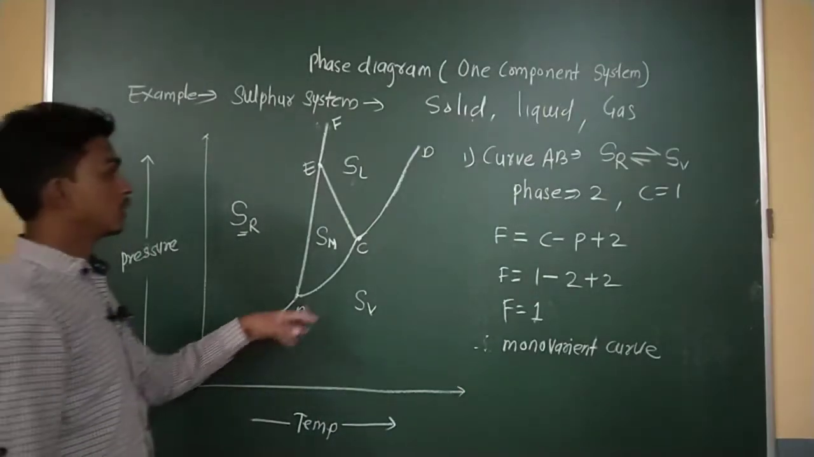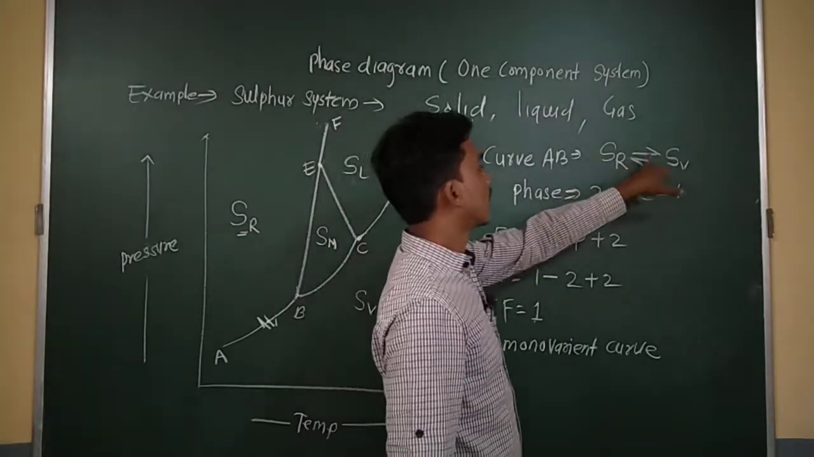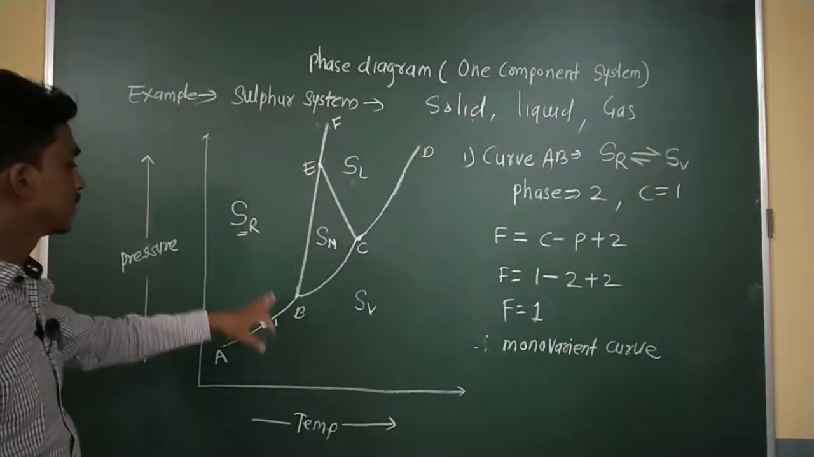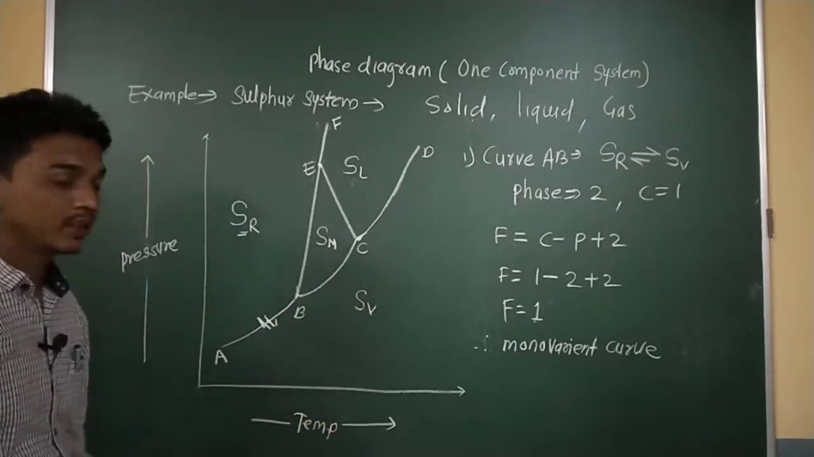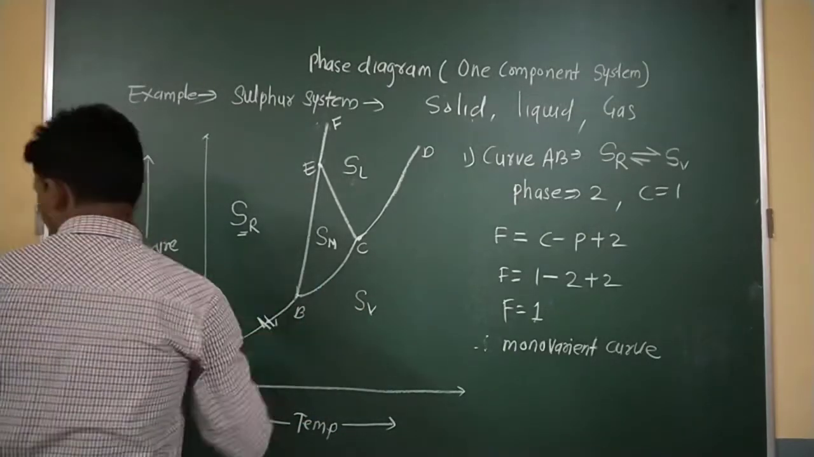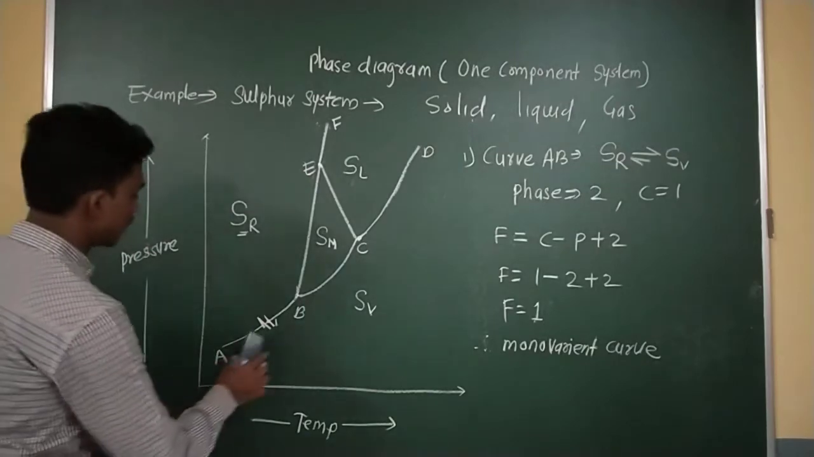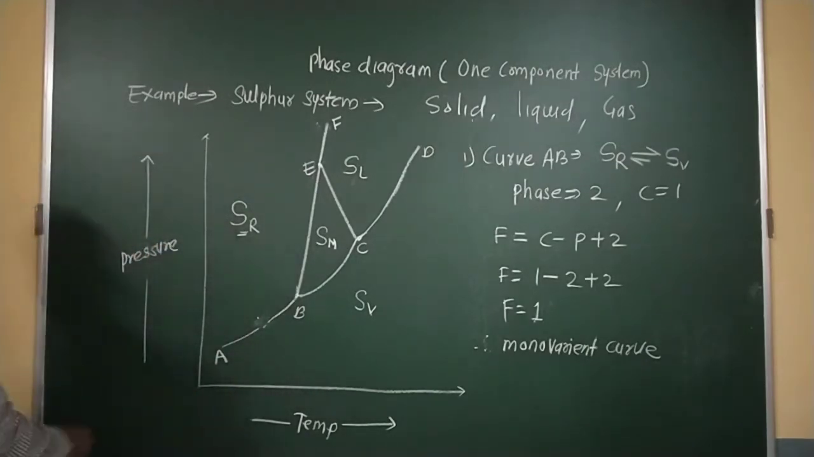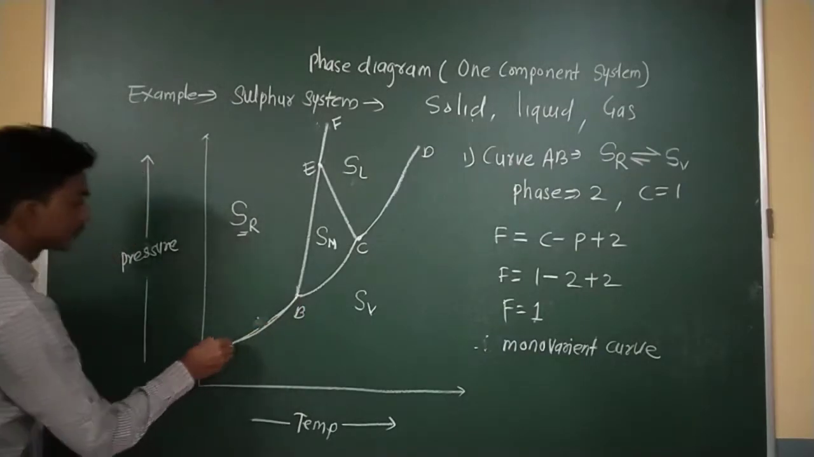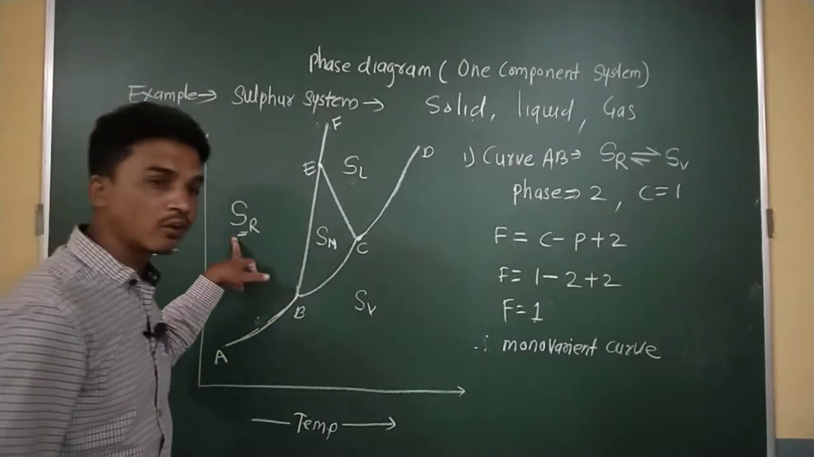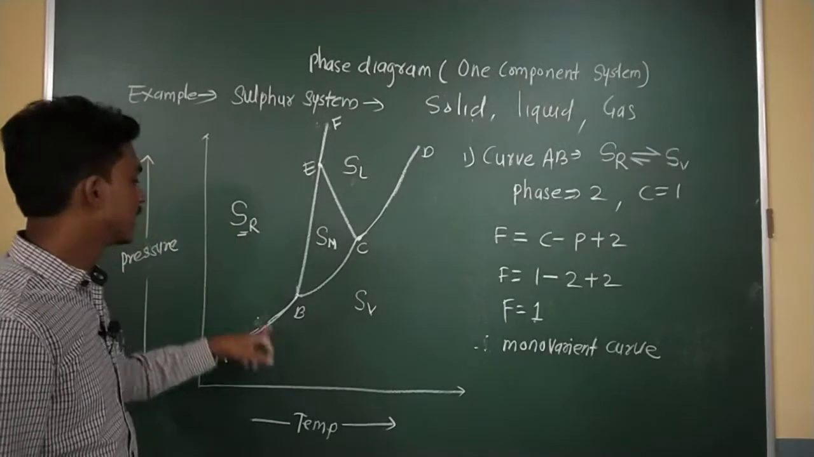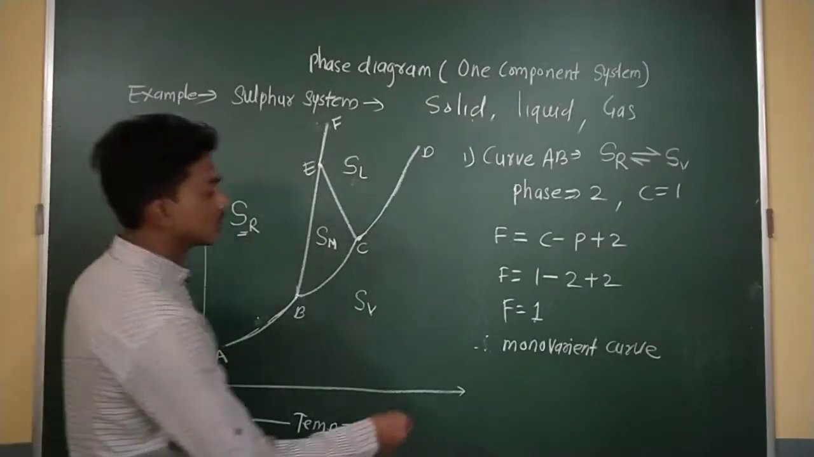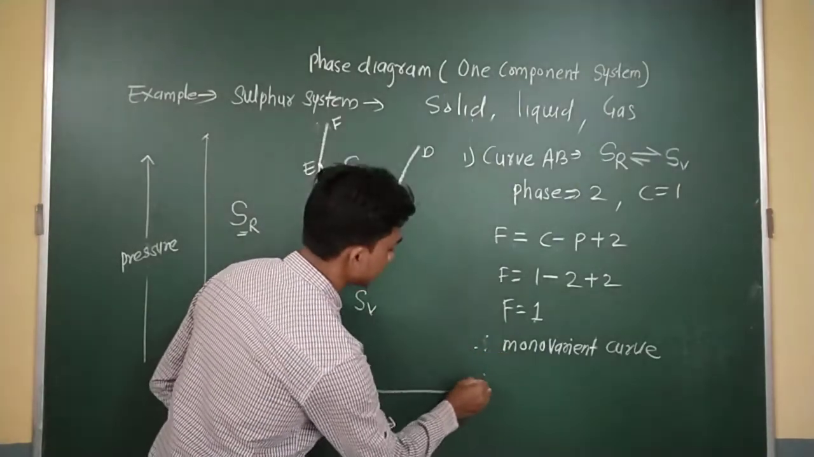This is the monovariant curve. The equilibrium is SR in equilibrium with SV, that means rhombic sulfur is in equilibrium with sulfur vapor. So what does this curve indicate? Sulfur in solid, rhombic form is directly converted into vapor form.